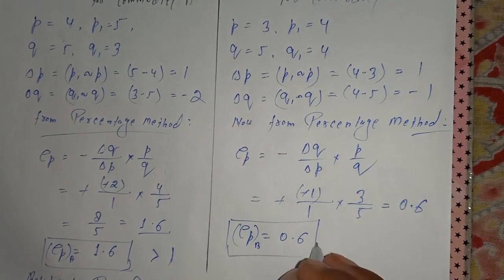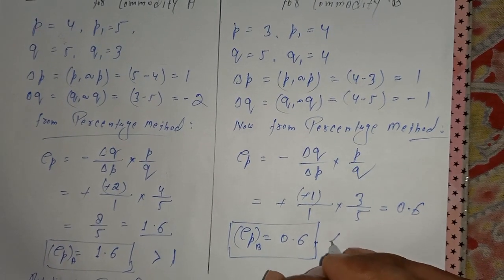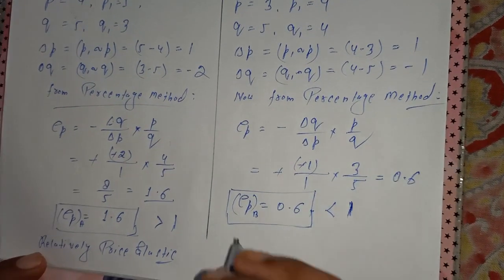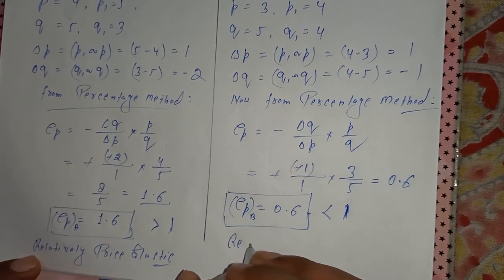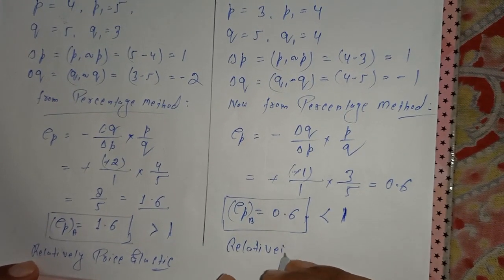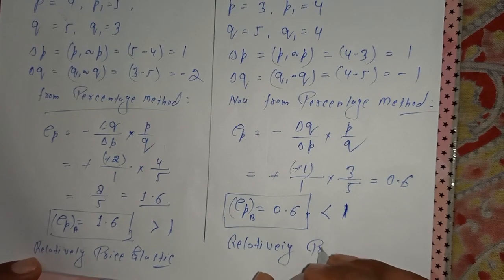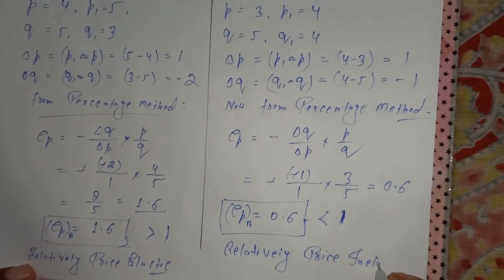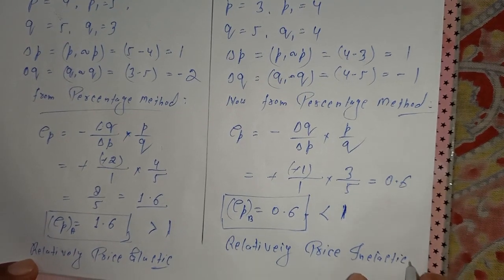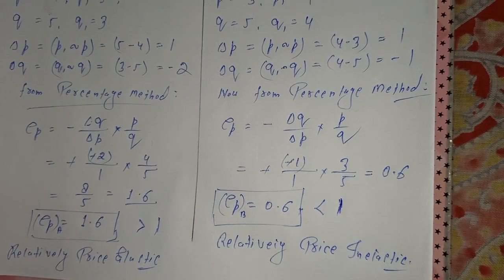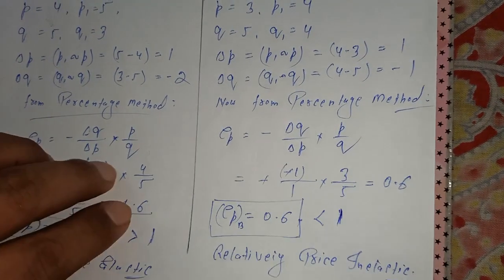This is the value of price elasticity of demand. This is less than 1. So in case of B, the demand will be relatively price inelastic. So you are clear with this example. Let us move to the second example.